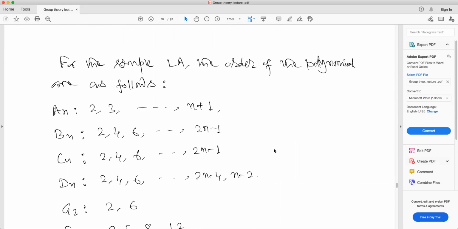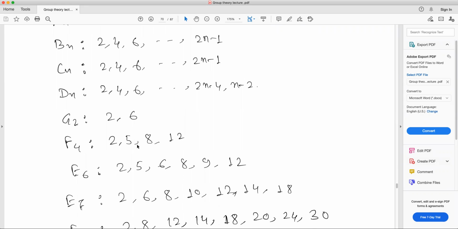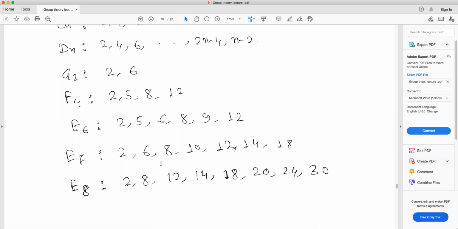Now for the simple Lie algebras, the order of the polynomials is as follows. For example, if you consider A_n, then the traces of T^A T^B or T^A T^B T^C, that is, of order T squared, T cubed, up to T^(n+1), are invariants. For B_n, they are very restricted, and you consider T squared, T^4, T^6, up to T^(n-1) and so on. The same applies to C_n, D_n, and the exceptional groups like G2, F4, E6, E7, E8. And this completes the list.